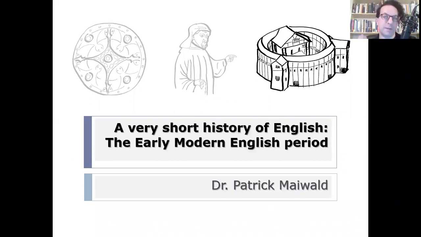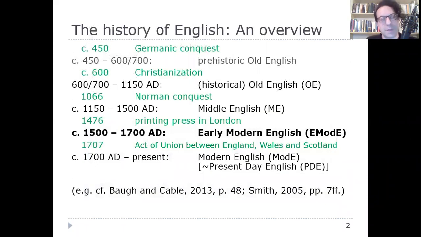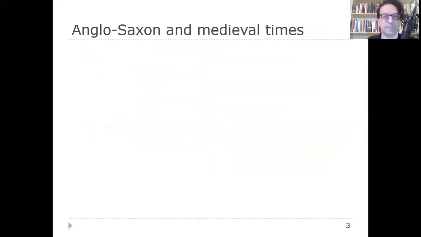We're leaving behind the Middle Ages now and slowly moving into the modern age. But let's just begin with a quick overview again. So we've so far covered the Old English period, which led up to the 12th century. And then in the second video, the Middle English period, which brought us up until the year 1500 roughly. And now the early modern English period will cover the time from about 1500 until about 1700. So those 200 years is what we're going to focus on in this video.